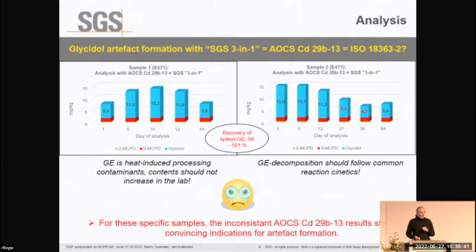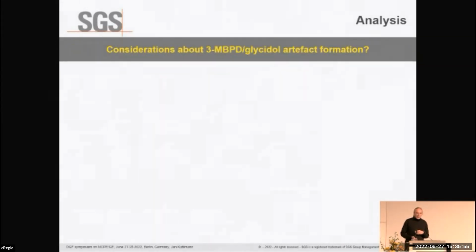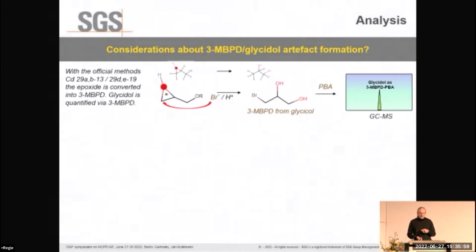So it was a sad day for me to accept that even with my most beloved B method, we have some inconsistent findings, and this is a convincing indication for artifact formation. And so we had to get a little bit deeper into that to have an idea what could be the reason therefore. And in this regard, we have to remember what happens during bromination. We have the attack of the bromide on the epoxide. And this also takes place with a stable isotope labeled internal standard.